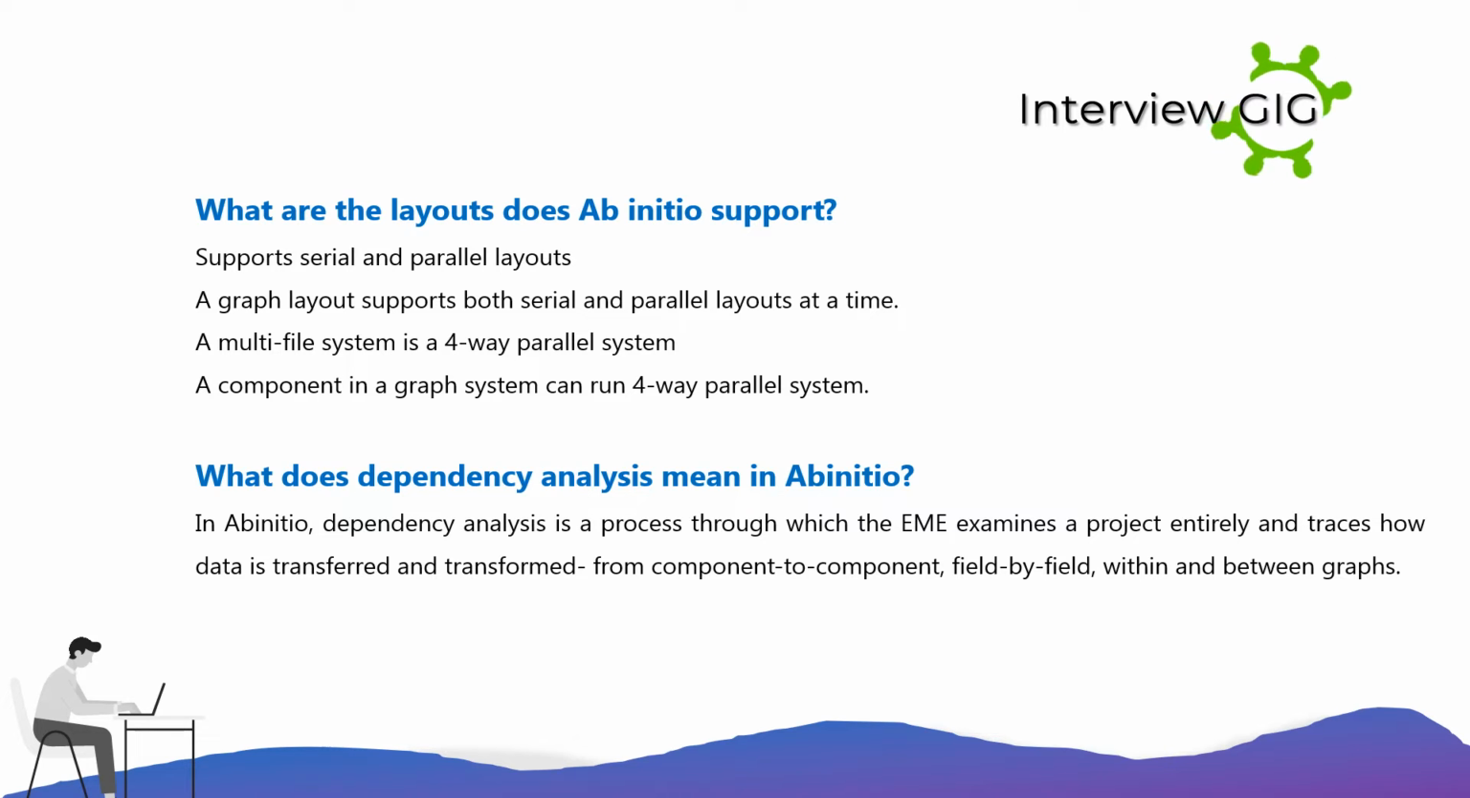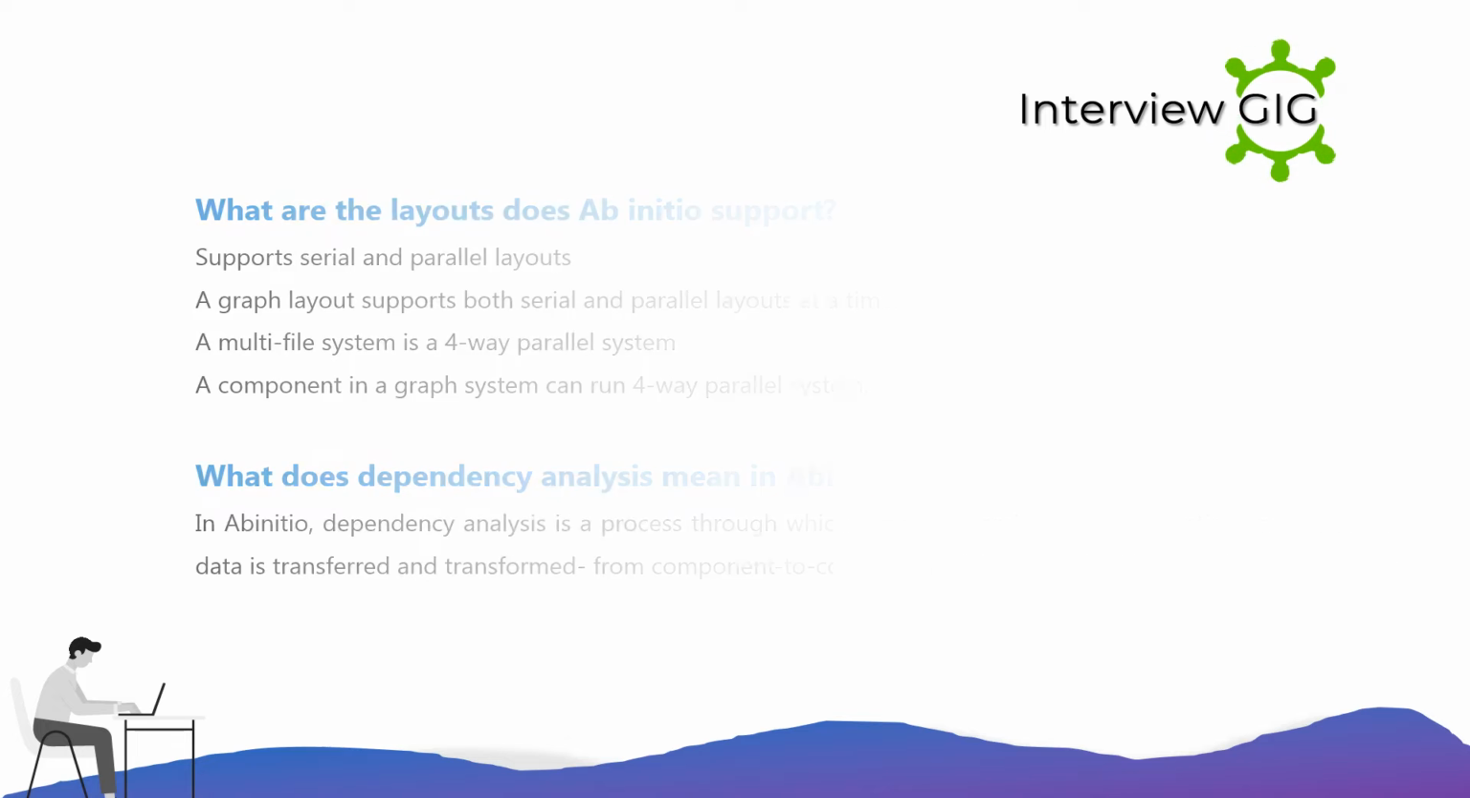What does dependency analysis mean in AbInitio? In AbInitio, dependency analysis is a process through which the EME examines a project entirely and traces how data is transferred and transformed from component to component, field by field, within and between graphs.